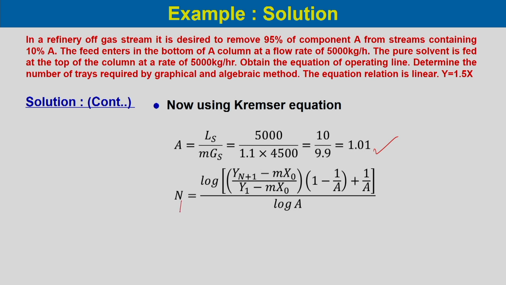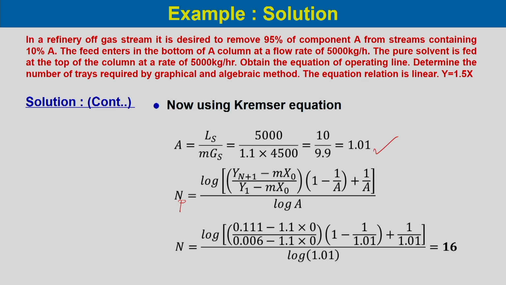Now, NP, the number of stages, would be equal to log of y NP plus 1 minus m x naught divided by y 1 minus m x naught, into 1 minus 1 by A, plus 1 by A. Now, if we substitute the values, x naught is 0, y 1 we have calculated as 0.006, and the absorption factor we have calculated. If we substitute over here, we obtain 16 stages required for this separation.